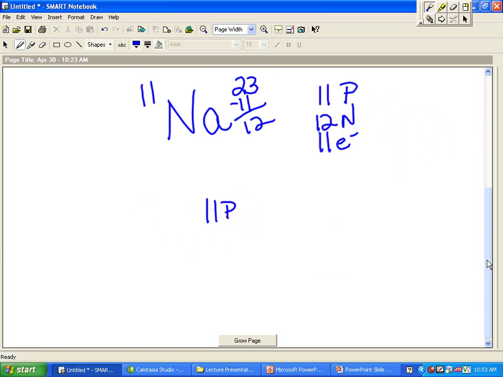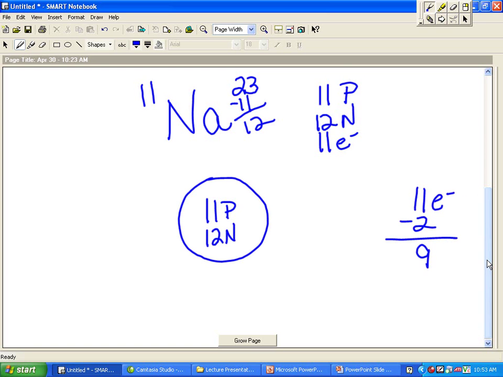Taking this data, I should be able to draw a Bohr model of sodium. 11 protons in the nucleus, 12 neutrons in the nucleus, 11 total electrons. Let's make a little tally over here. The first electron shell or orbital only has 2 seats. So if I place those 2 electrons there, I now have 9 more electrons to disperse amongst this atom. Another orbital. The octet rule says that the second can have 8 or a multiple of 8.